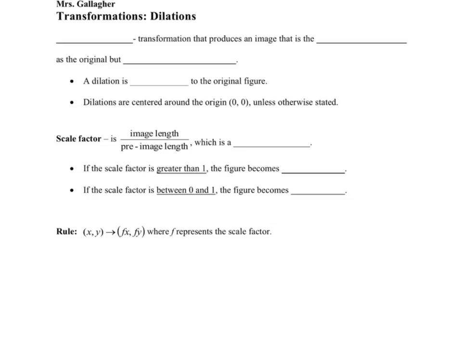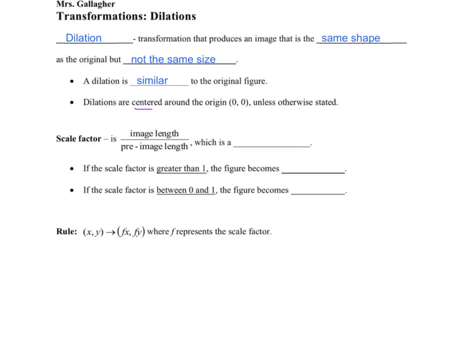Today we're going to discuss the transformation dilation. A dilation is a transformation that produces an image that is the same shape as the original, but not the same size. A dilation is similar to the original figure.